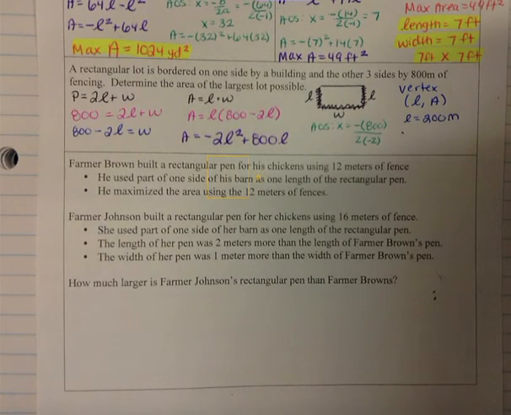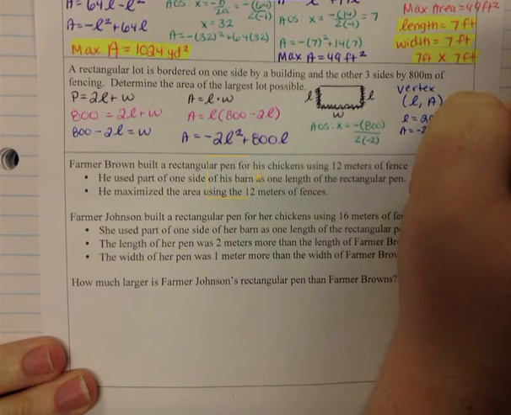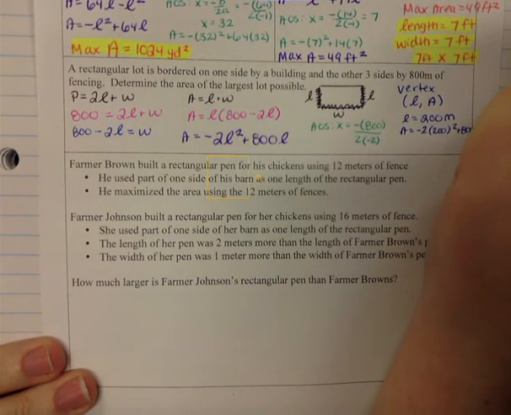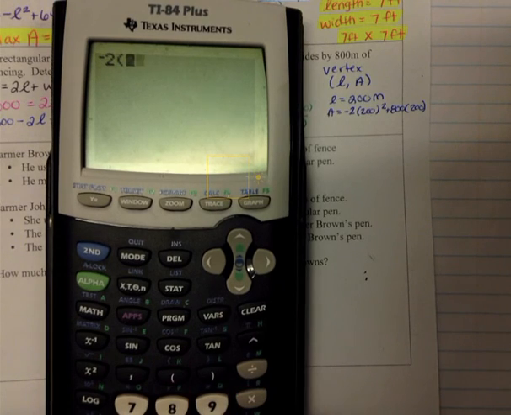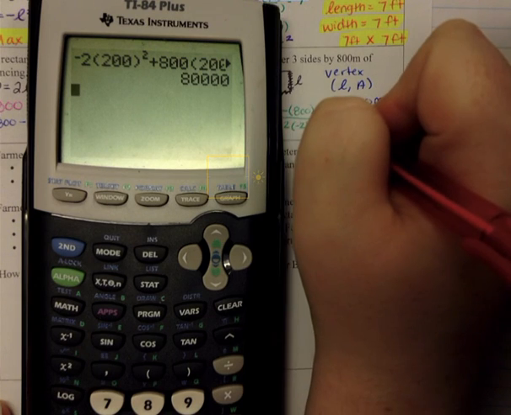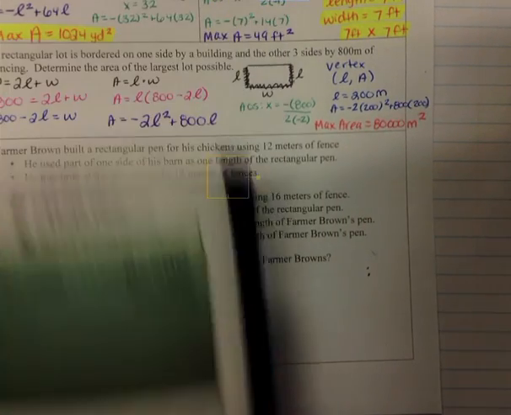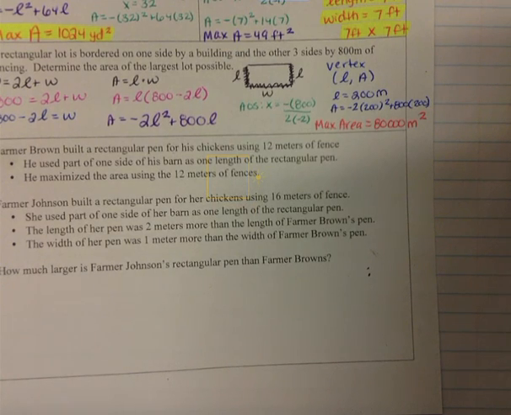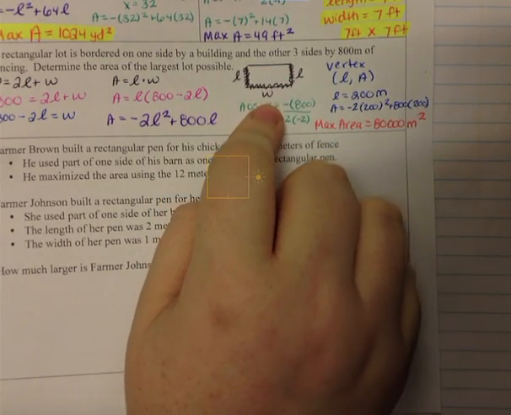Now to find our area, we will just plug that in. So negative 2 parentheses 200 squared plus 800 times 200. So we have negative 2 times 200 squared plus 800 times 200. We get 80,000. So the maximum area equals 80,000 meters squared. And the dimensions would be, you have the length is 200, that length is 200, so that's 400. So the width would have to be 400 to make a perimeter of 800.